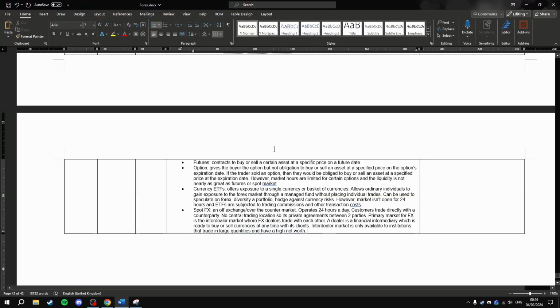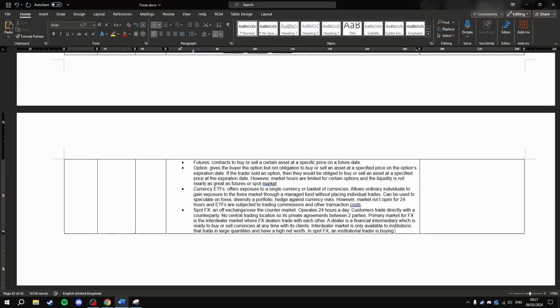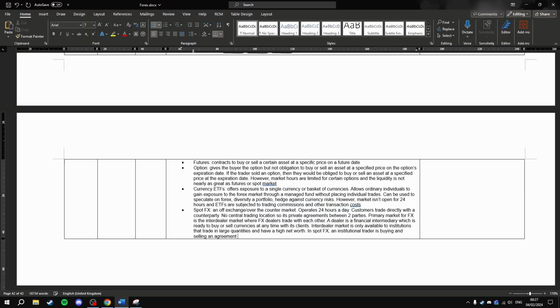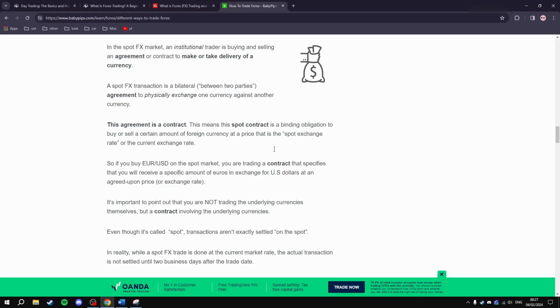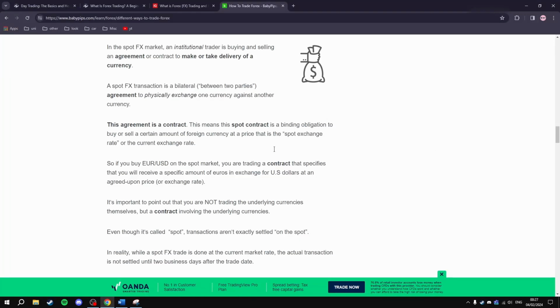So, in spot FX, an institutional trader is buying and selling an agreement or contract to make or take delivery of a currency.